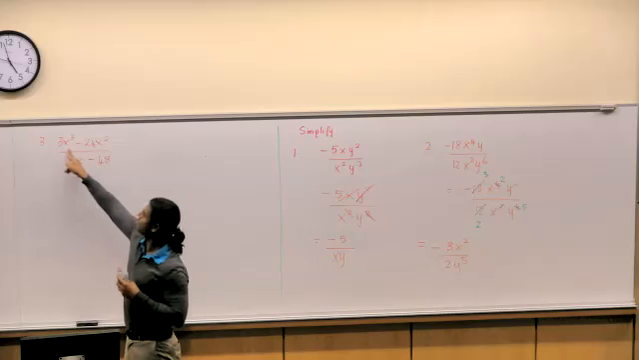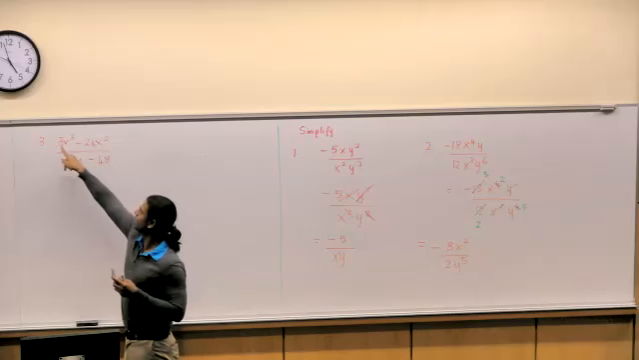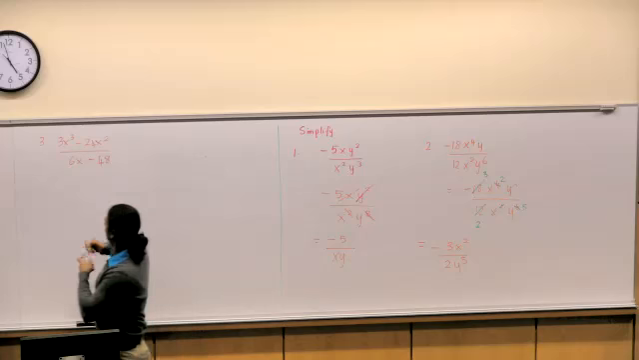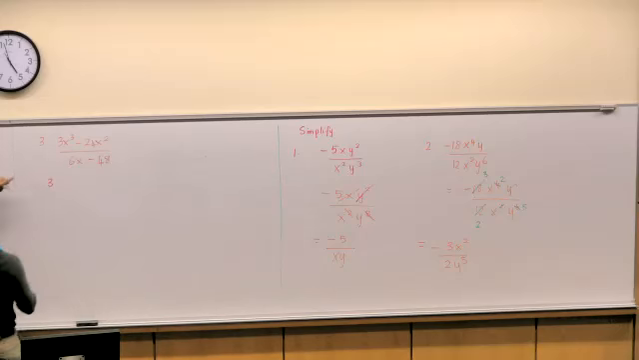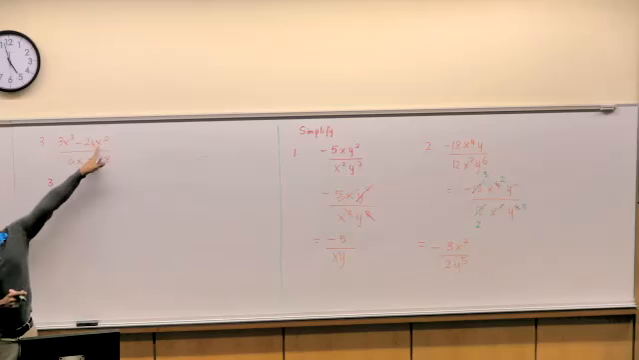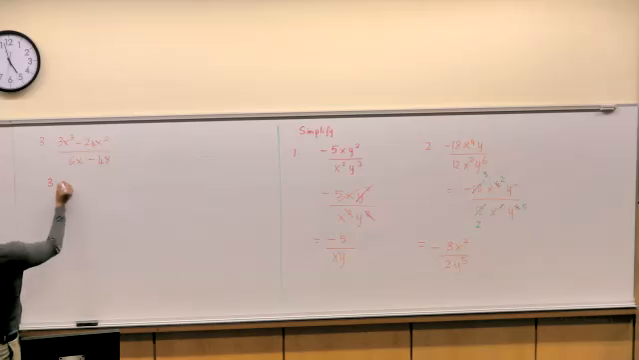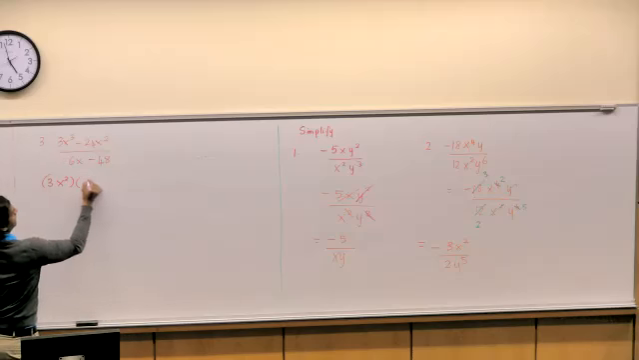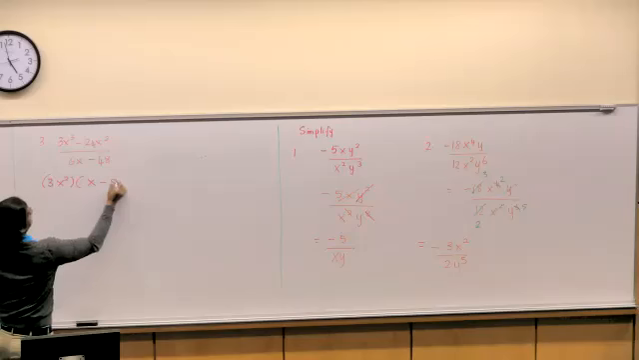So what do we have in common in the numerator? We have a 3, 24. So I could pull 3 out. X cubed in the first term, x squared in the second term. I could pull x squared out. So in the numerator, I will have 3x squared times x minus 8.